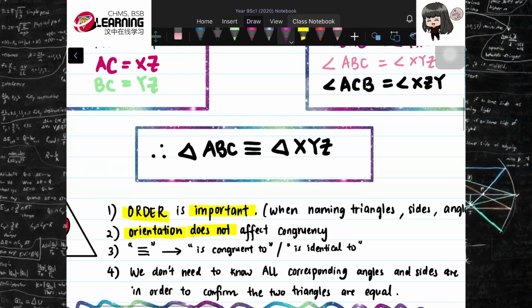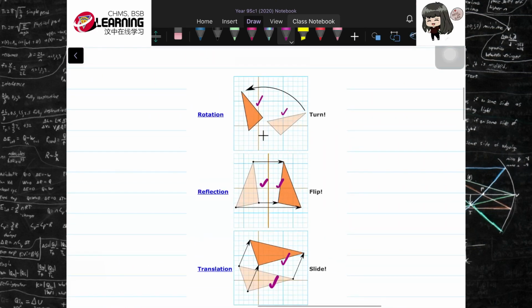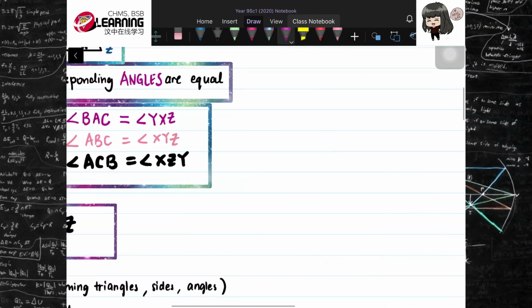So orientation does not affect congruency. So what kind of orientation? Rotation, reflection, translation. All these.